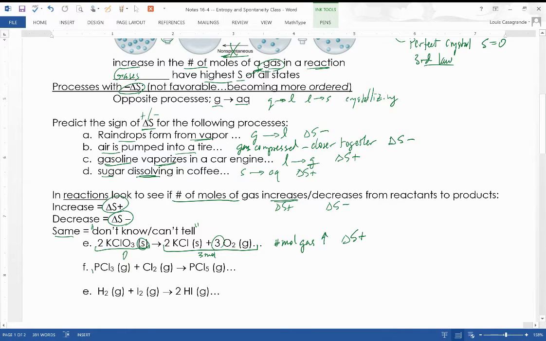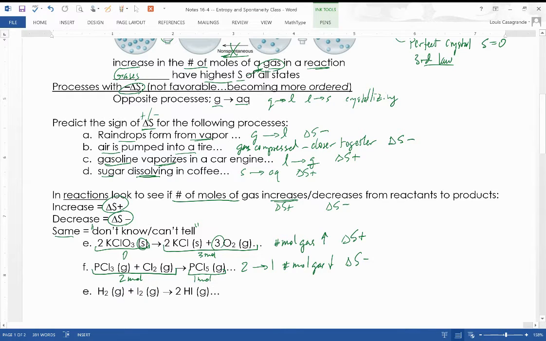In this next one, in F, those are both gases, so we start off with 2 moles of gas. We end up with 1 mole of gas. The coefficients are important here. And so we went from 2 to 1. The number of moles of gas decreased, and so we have a delta S that's negative.